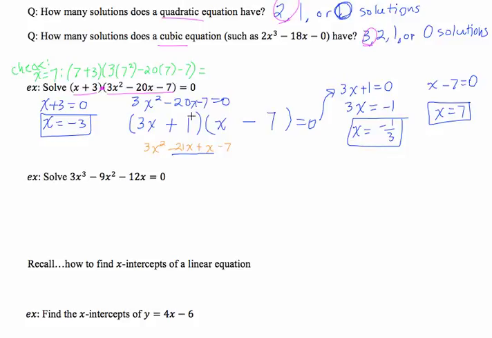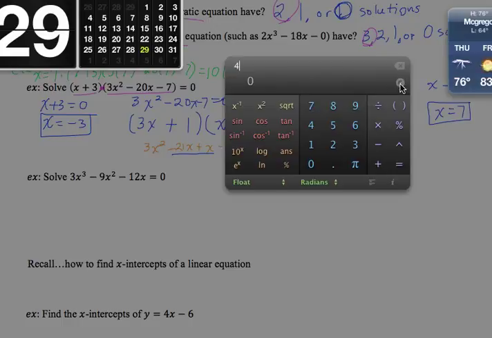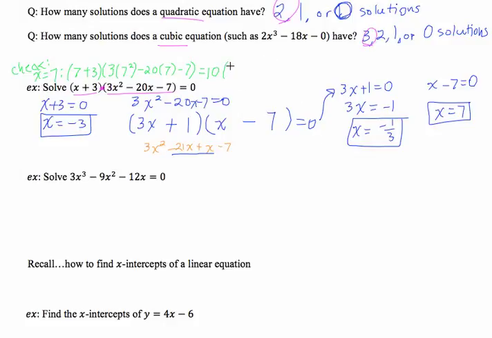Hopefully it's 0. So we get 10 times, that's from the 7 plus 3 is 10, times 7 squared is 49. 49 times 3, let's see what the calculator says, is 147. Minus 20 times 7. Now 2 times 7 is 14, so 20 times 7 is 140, and then minus 7. Now 147 minus 140 is 7, minus 7 is 0, so you can check your answers like so. Alright, let's do another one.